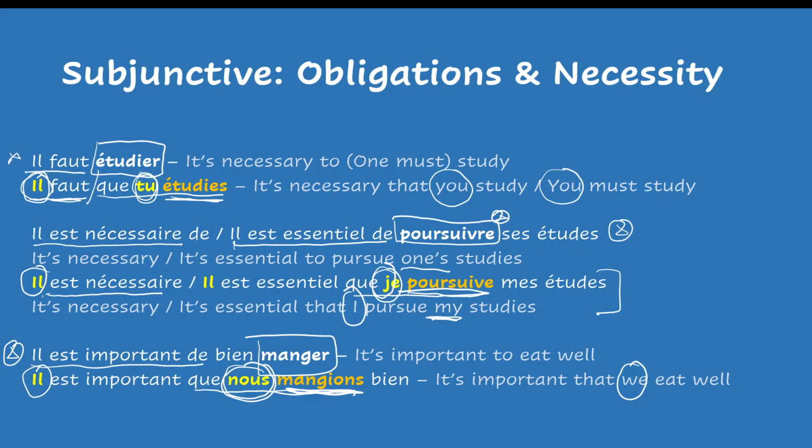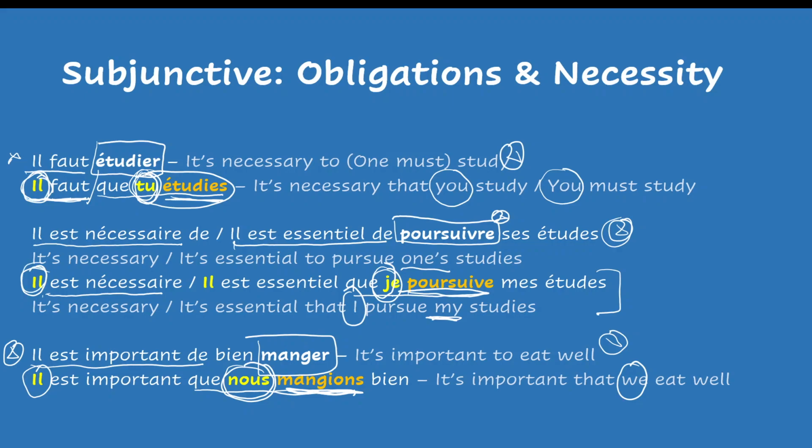So, when you want to use the subjunctive with obligation and necessity, when you want to make a broad statement, use the impersonal expression il faut, il est nécessaire de, il est important de, followed by the infinitive. On the contrary, when you want to say to someone that this person must do something, and it can be yourself, je, you will use the impersonal expression followed by que and the subjunctive, and you will need two different subjects.